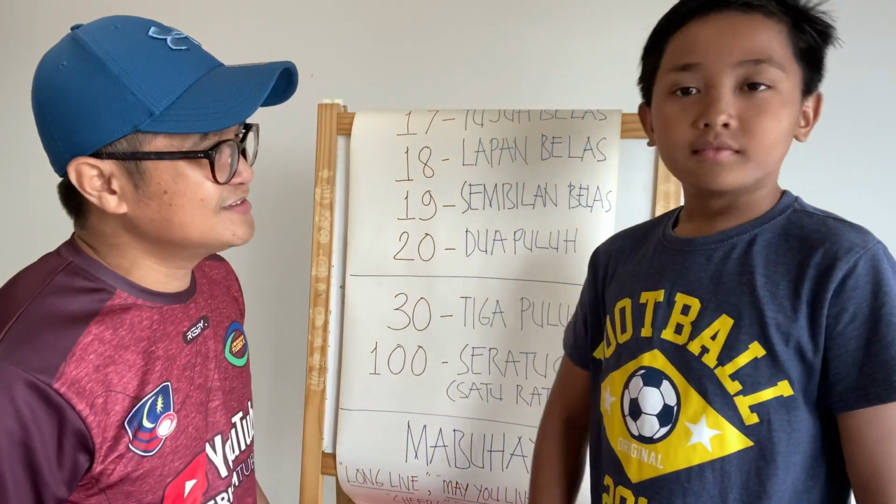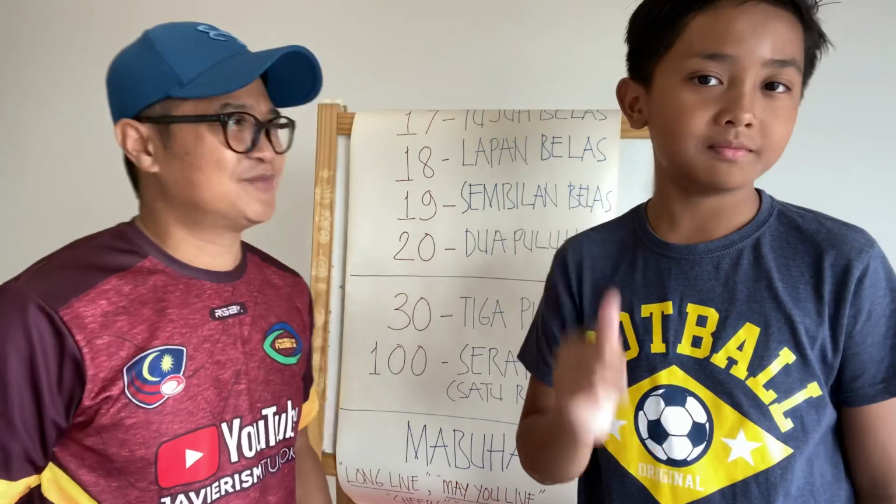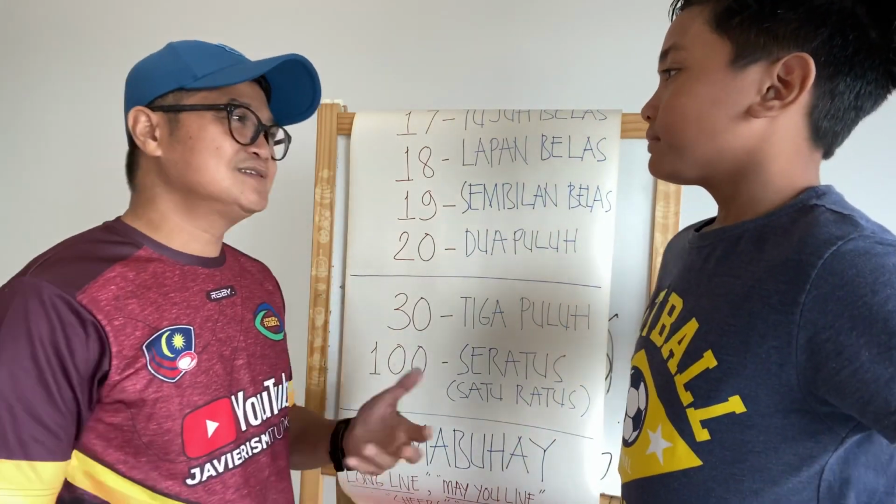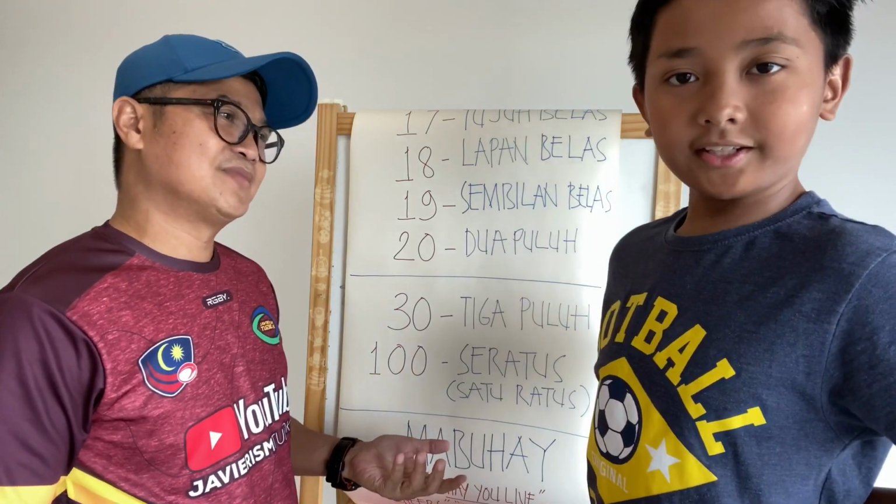Are we having fun? Yes. Jabarism Junior? YOLO. Right. Okay. So we can probably count again until 20. Do you want? Sure. Okay.